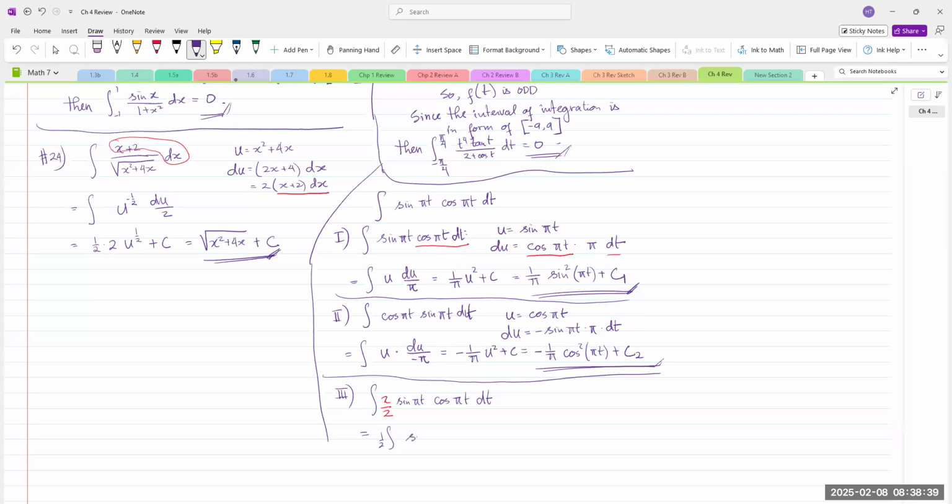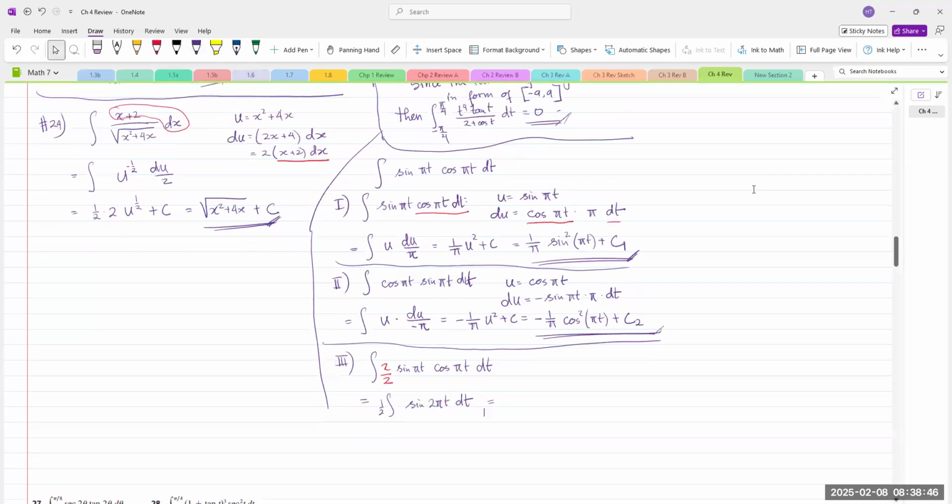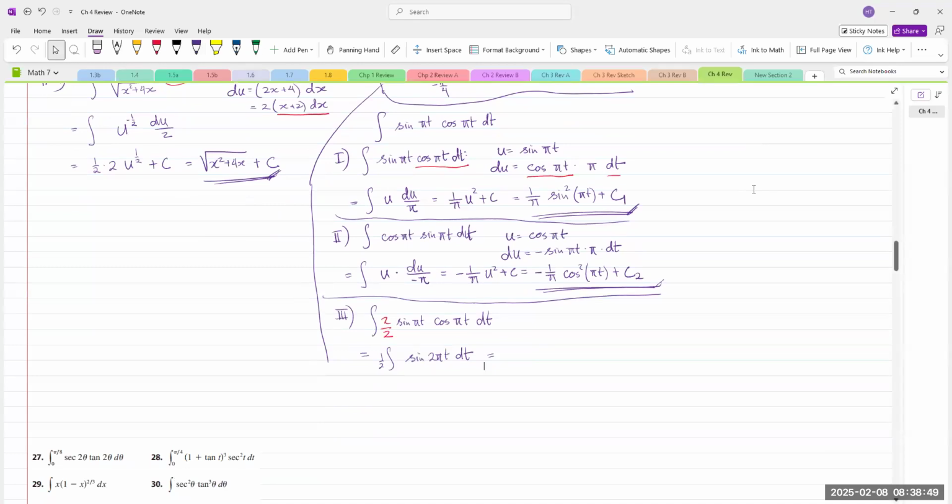That's sine 2 blah, right? Okay, and then this is 1/2 times 1 over 2 pi integral of that's negative cosine 2 pi t plus constant, of course. Okay, so that's 1 over 4 pi with negative cosine 2 pi t plus constant.